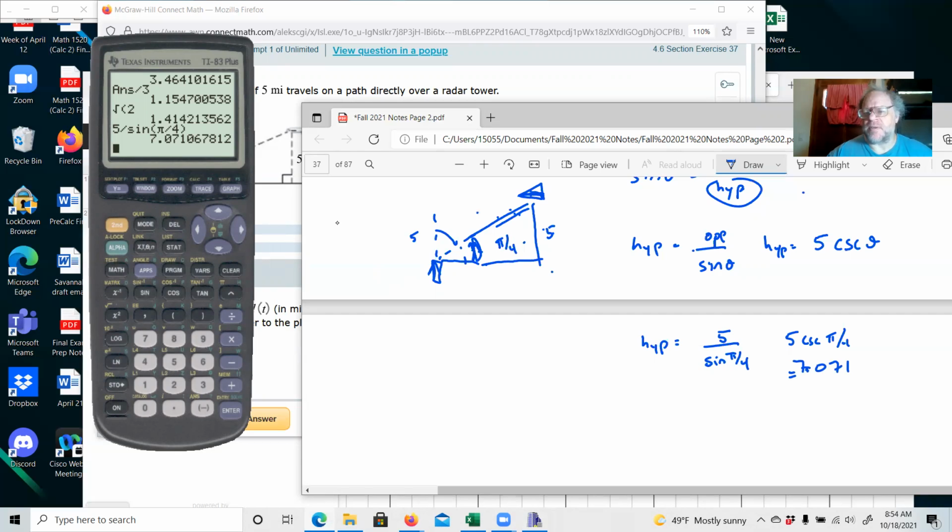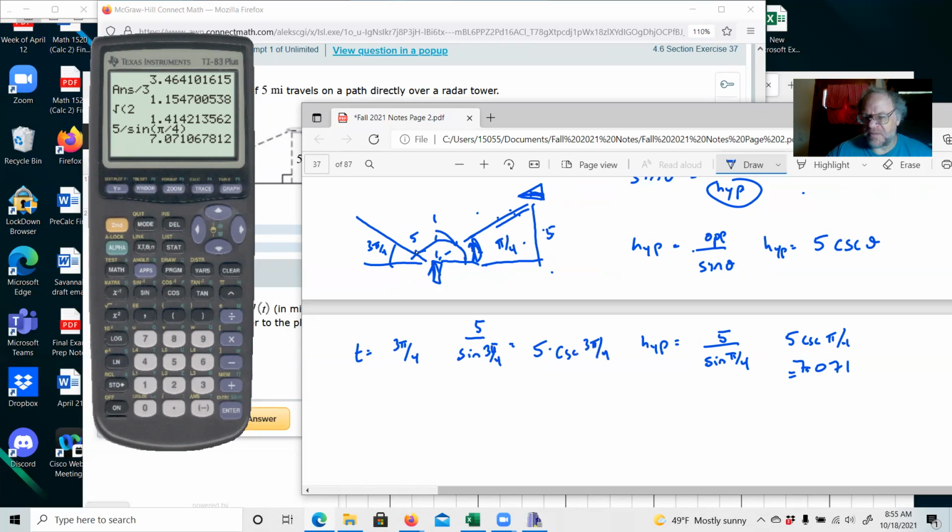All right, so there we are. Same thing is going to be on the other side. So when the angle is 3 pi over 4, in standard position, remember t is, they've picked theta. t is not time, it's the angle that it makes with the tower. So that's still going to be 5 over sine of 3 pi over 4, which is 5 times cosecant of 3 pi over 4.